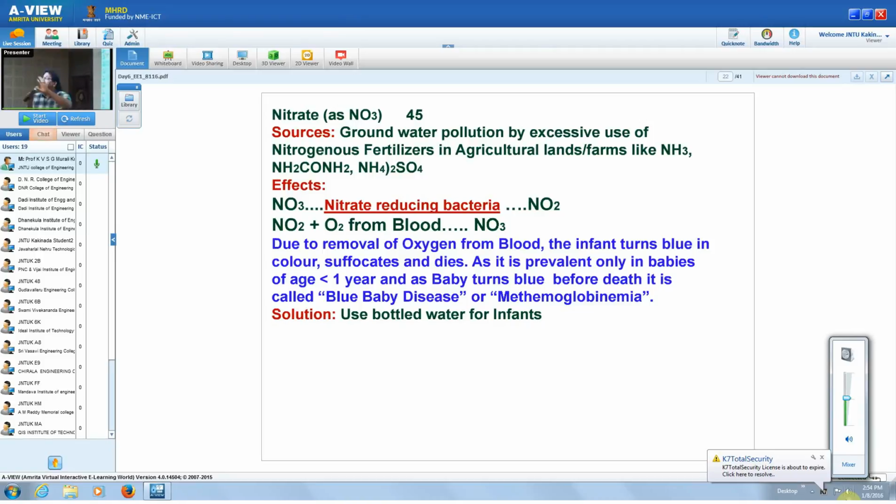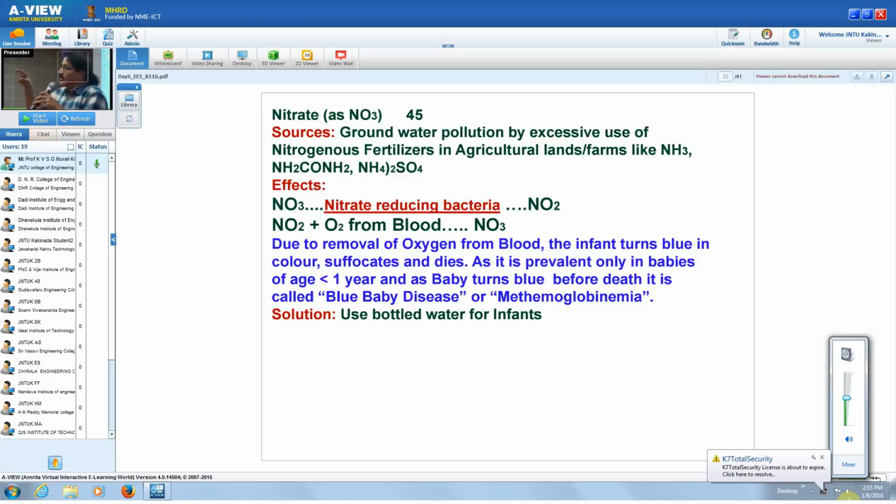NO2 is highly unstable. Unstable means it will not remain in that form for a long time. It always tries to go back to its original stable position. For example, if I stand on one foot, what will be my tendency always? Always to get back to a position where I am stable. In the same way, NO2 will be immediately converted to NO3. For that, it requires oxygen. From where does it take oxygen? It takes that oxygen from the blood, or hemoglobin.